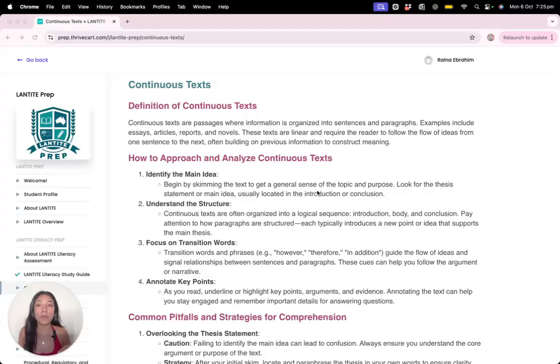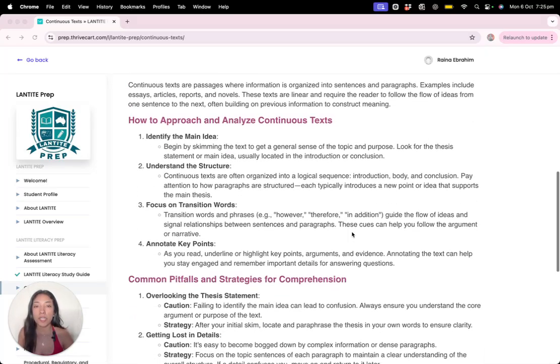So now we're going to be going through the continuous text, a little overview, and then we'll be getting into the quiz. The definition of continuous text is: continuous texts are passages where information is organized into sentences and paragraphs. Examples include essays, articles, reports, and novels. These texts are linear and require the reader to follow the flow of ideas from one sentence to the next, often building on previous information to construct meaning.